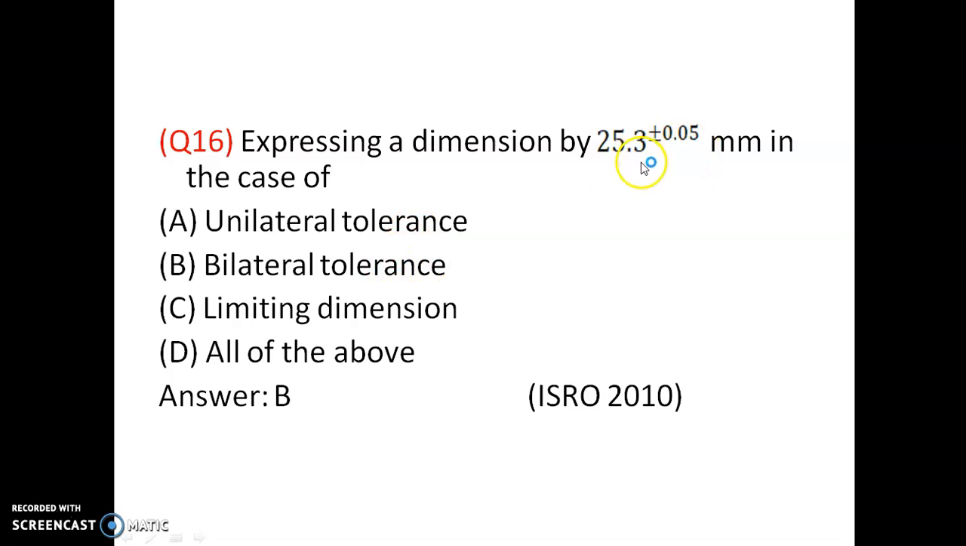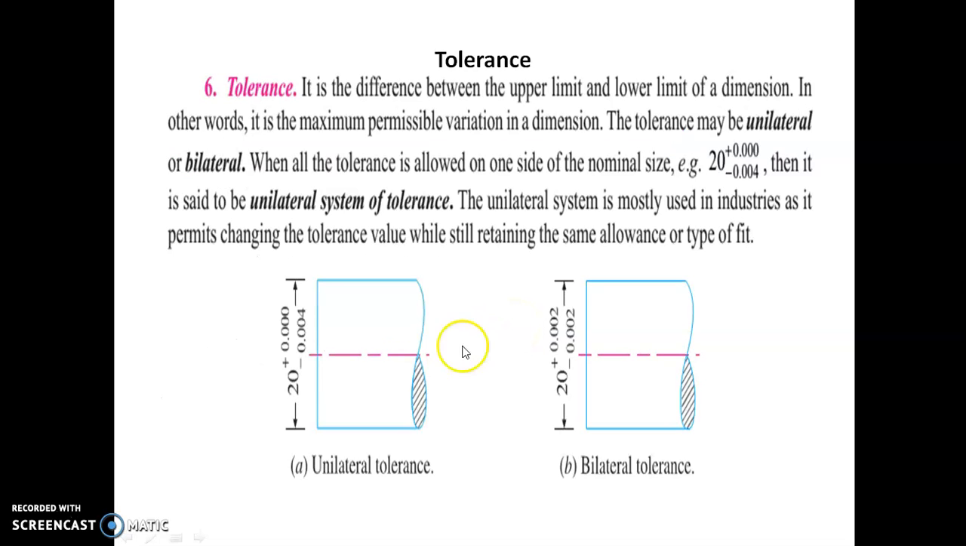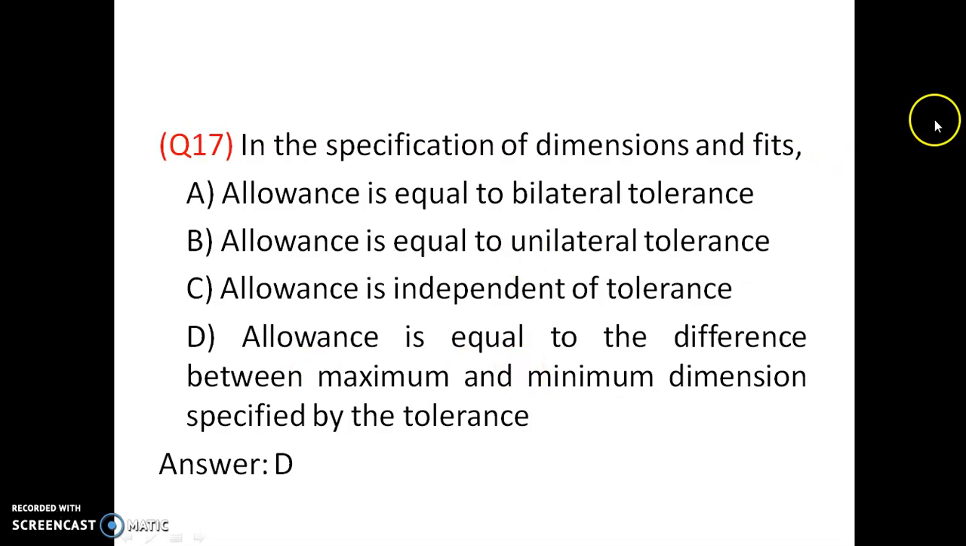Expressing a dimension by 25.03 plus or minus 0.05 mm, it is the bilateral tolerance. It is 25.0 plus 0.05 minus 0.05. In unilateral tolerance, if it is only plus, it is called unilateral tolerance, but this is bilateral tolerance, plus 0.05 minus 0.05. Unilateral tolerance is on only one side, but bilateral tolerance is on two sides.